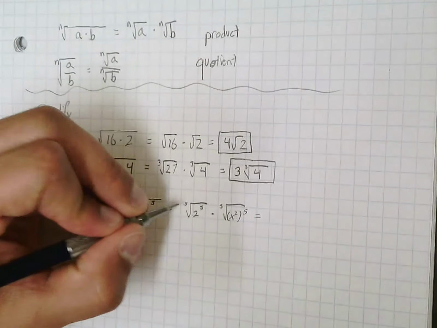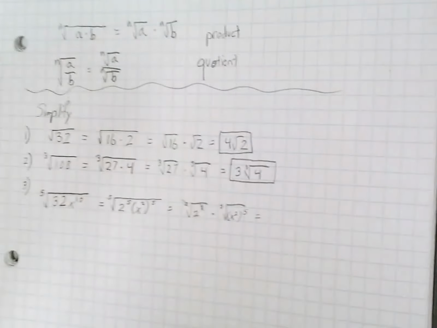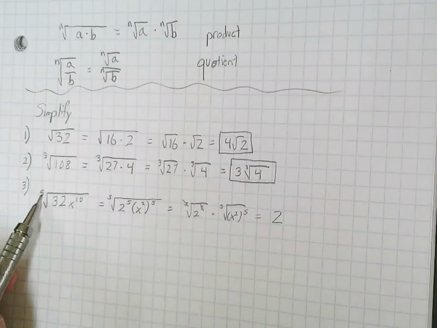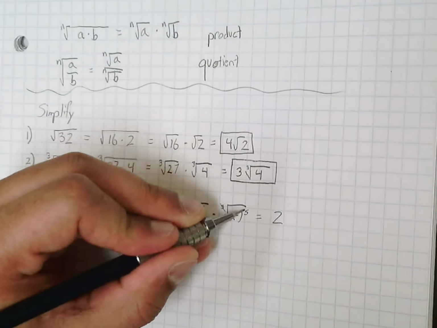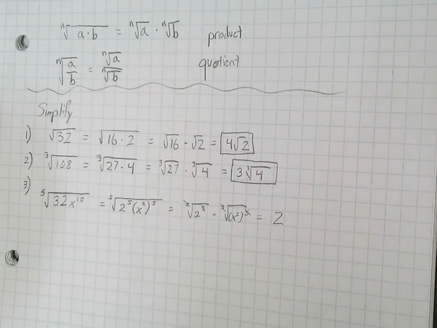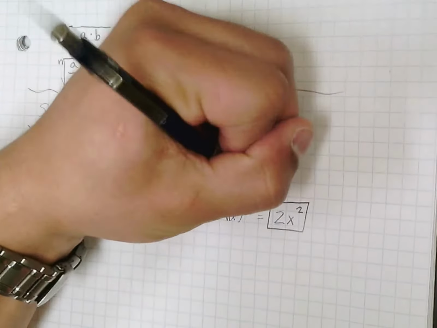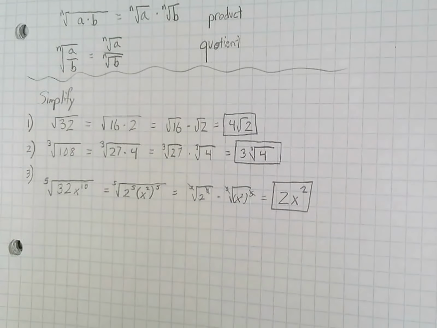2. What we'll see is if the index and this exponent inside are the same, they cancel out. Right? The 5th root of 32 is 2. And then here, this 5 and this 5 cancel. The 5th root of x squared to the 5th is x squared. Okay, so that's an intro to simplifying nth roots.